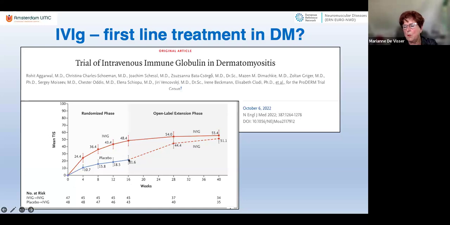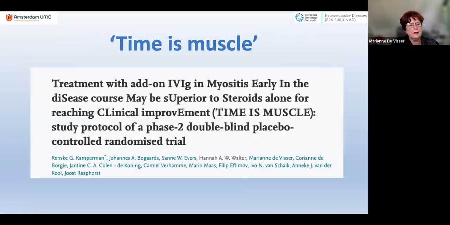In the open extension study, when the placebo-treated patients were also administered IVIG, you can see a steep increase in their improvement. So this was a great success, but we have to take into account that these patients were all refractory, so here too IVIG is second-line treatment. But maybe we will have results about first-line treatment soon.